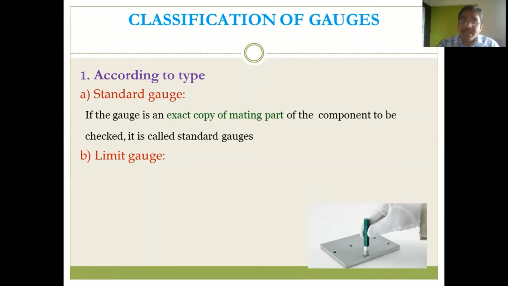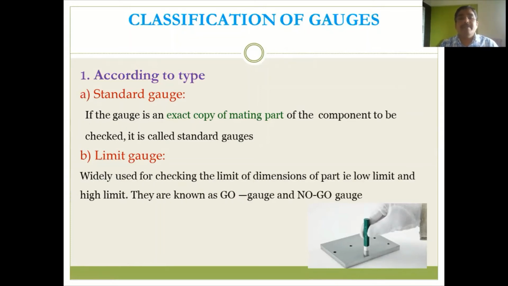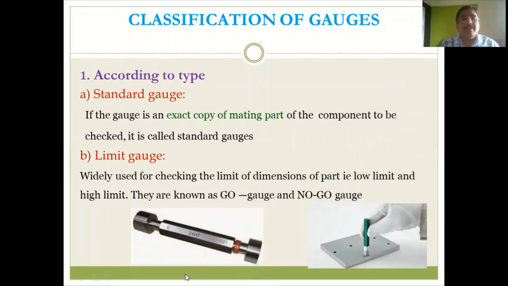Now limit gauge, when you are talking, my friend, in this case we are taking the gauge here. Now this is a double-ended plug gauge. Here there is a go end and this is a no go end. Ultimately, a limit gauge has two limits. When we are manufacturing the component, we are giving the tolerance, which means there is a higher limit and a lower limit. So for such cases, we are using the limit gauges.